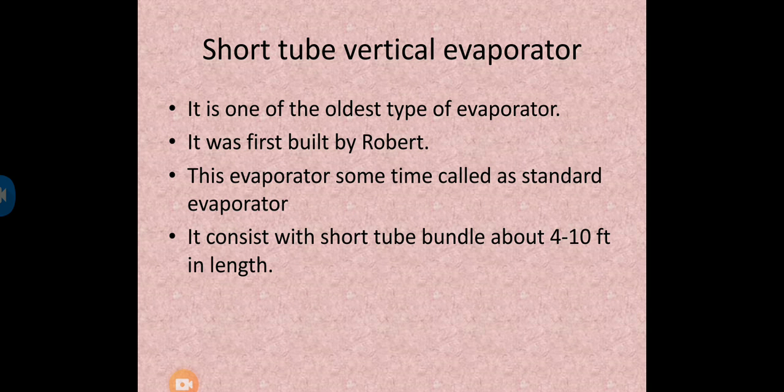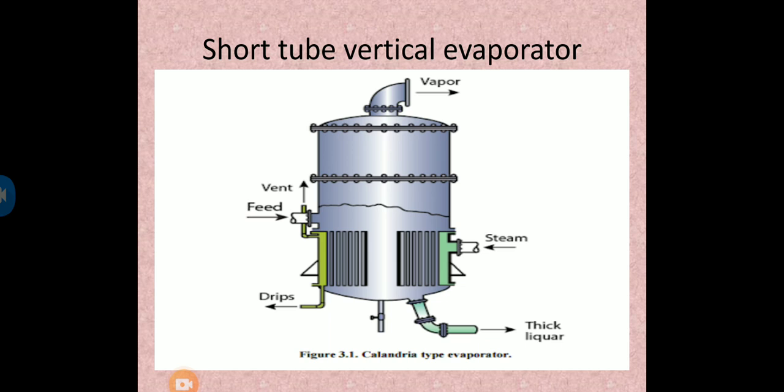First of all, see the short tube vertical evaporator. Short tube vertical evaporators are the oldest but still widely used in the sugar industry in the evaporation of cane sugar juice, and they are also known as calandria or Robert evaporator. This evaporator was first built by Robert. It became common in the process industry and is called the standard evaporator. A short tube vertical evaporator consists of a short tube bundle about 4 to 10 feet in length enclosed in a cylindrical shell. This is called the calandria.